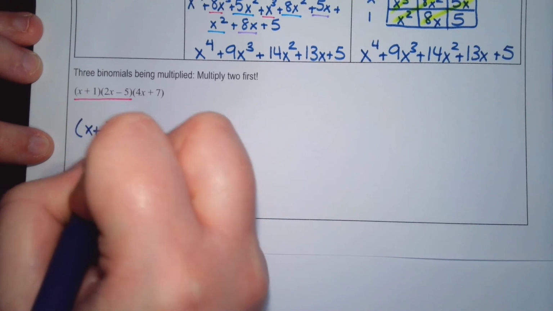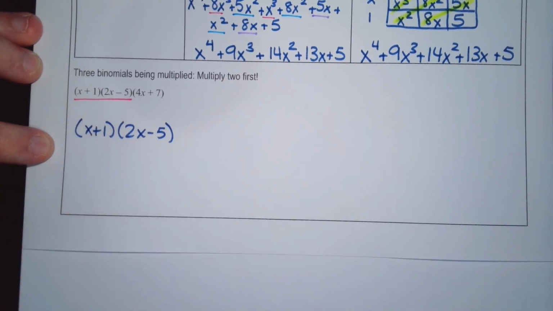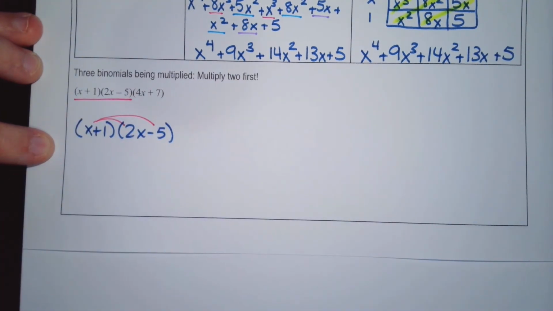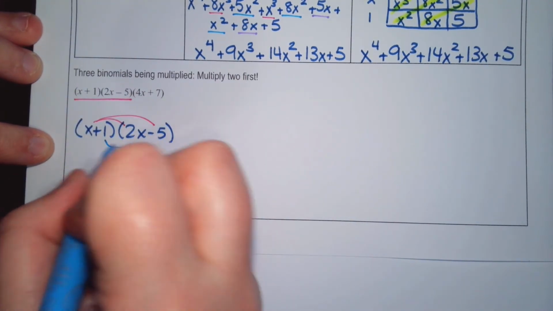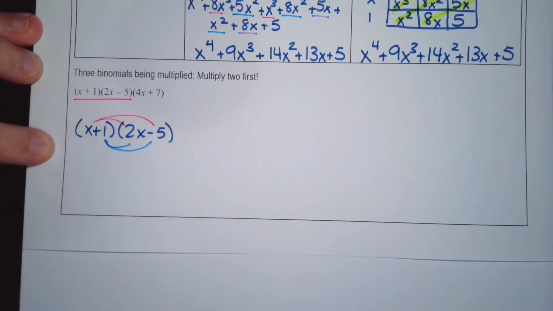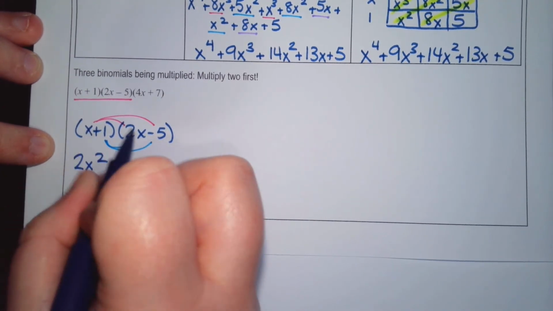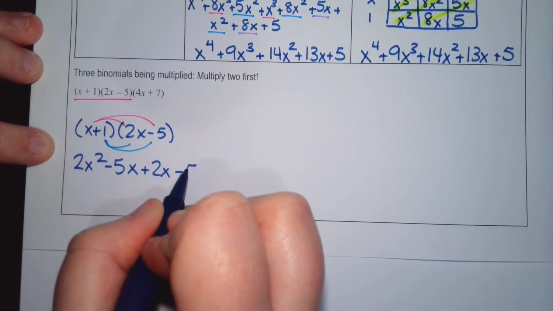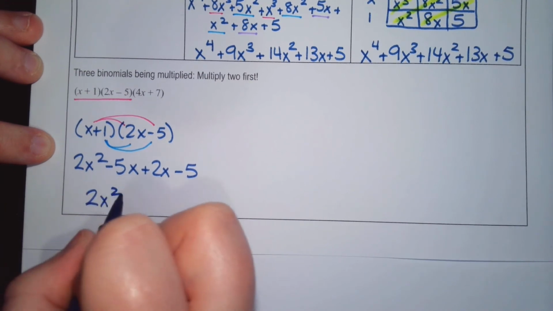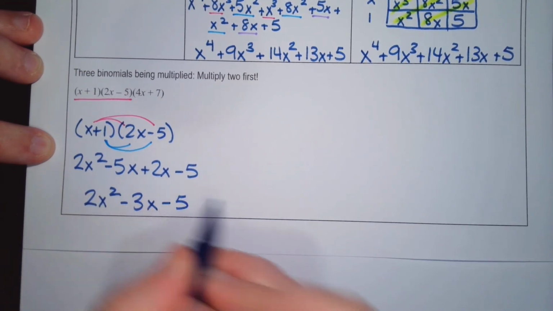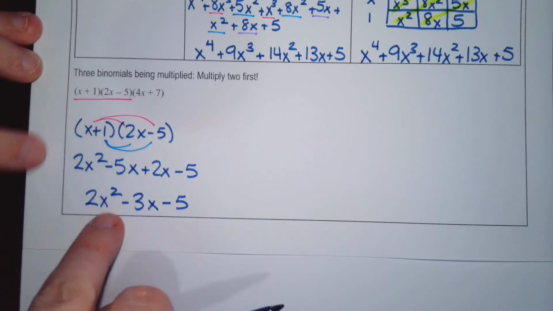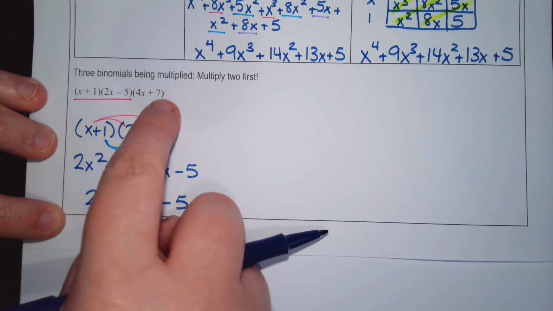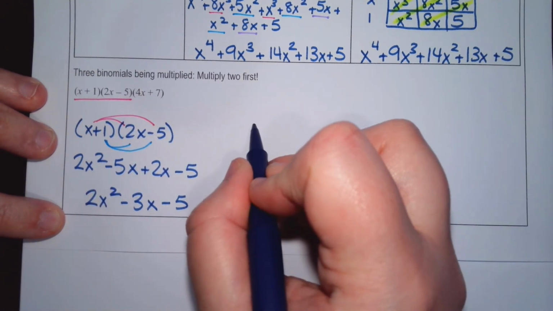So x plus 1, 2x minus 5. So we're going to use the distribution method first. So we have 2x squared minus 5x plus 2x minus 5. So 2x squared minus 3x minus 5. And then we're going to take this guy, and now we're going to multiply it by 4x plus 7. And I'm going to use the box method for that multiplication.